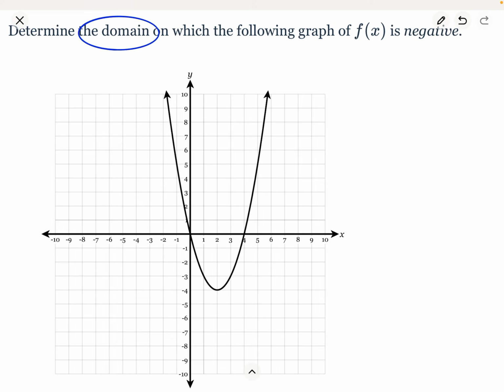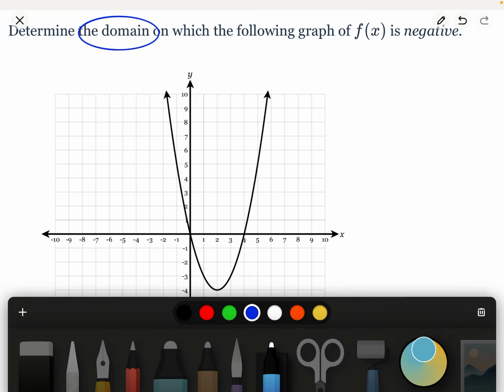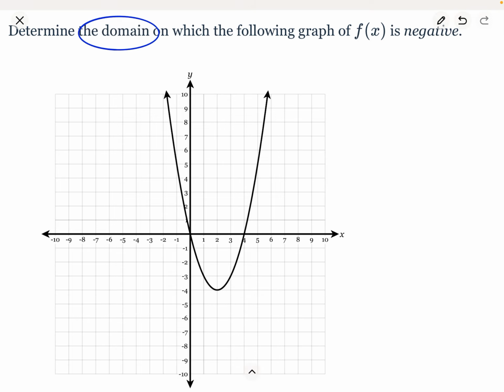This one says to determine the domain on which the graph of f of x is negative. So again, the very first thing you should do is find where the graph crosses the x-axis. There's two places. Here's the first place, right here, and here's the second place, right here. Once you have those two, you know that this is 0 and this would be 4. So between 0 and 4, this part of the graph is negative. That's what we're looking for.